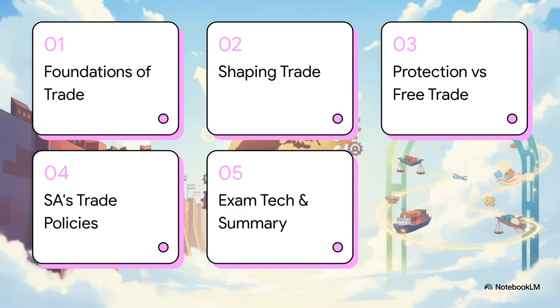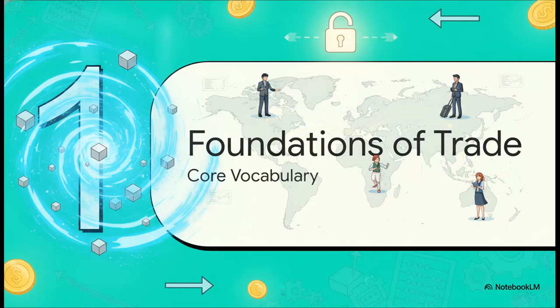Here's our masterclass agenda for today. We'll start with 1, foundations of global trade, then 2, shaping trade, export and import, 3, protectionism versus free trade, 4, South Africa's trade policies, and finally, 5, exam technique and summary. All right, Section 1, foundations of global trade, mastering the core vocabulary. Let's move to it and see how this all builds together.